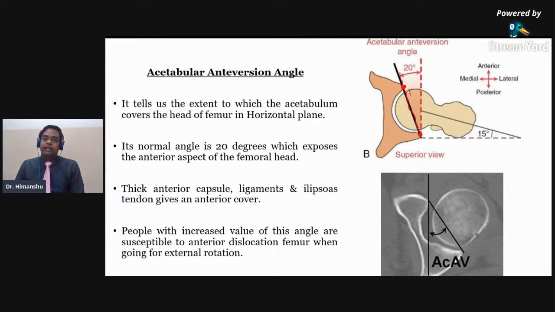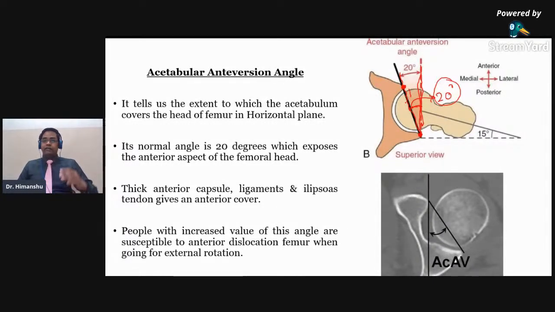Now we take the angle of this line from the vertical line, or the neutral line, and this angle should be nearly 20 degrees. This angle tells us the extent to which the acetabulum covers the head of the femur in the horizontal or transverse plane. The normal value of the acetabular antiversion angle is 20 degrees, and it exposes the anterior aspect. As I told you earlier, the head of the femur is covered more efficiently posteriorly by the acetabulum, but not as efficiently anteriorly.